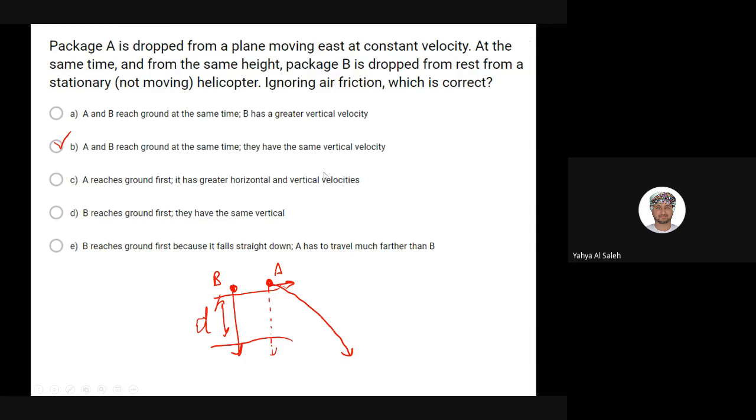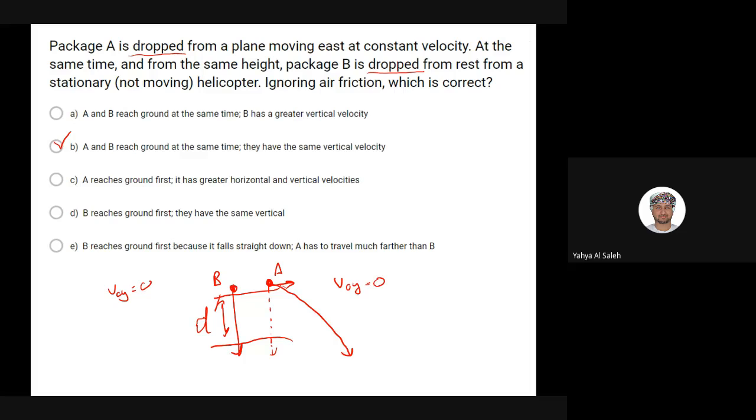Doctor? If we get the component for the velocity in these two cases, we find that V naught y for both of them will be equal to 0, whether it's from rest or drop. Dropped means from rest. Okay, so dropped and dropped from rest, they're both dropped from rest. Maybe the question was not clear. I'm sorry about that.